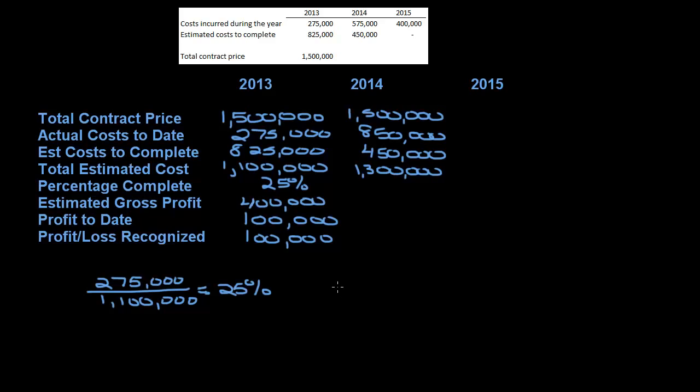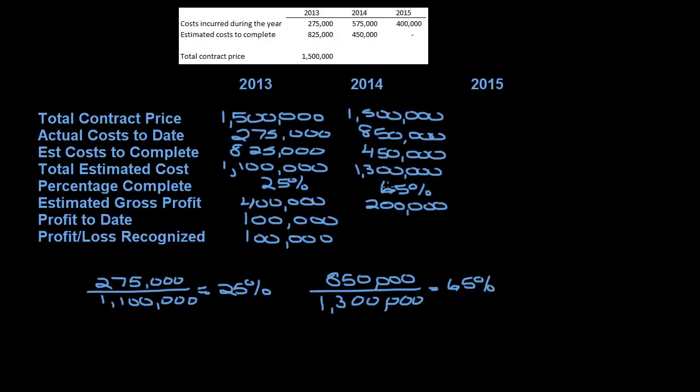So if I take the actual cost to date of 850,000 and I divide that by 1.3 million, that'll tell us how much of the job we think has been completed, and that is 65%. Okay, so we currently think that 65% of the job has been completed. Okay, so now let's calculate the gross profit. Well, at this point, remember our costs rose, so 1.5 million minus 1.3 million. Now we think the gross profit on the job is only going to be $200,000.